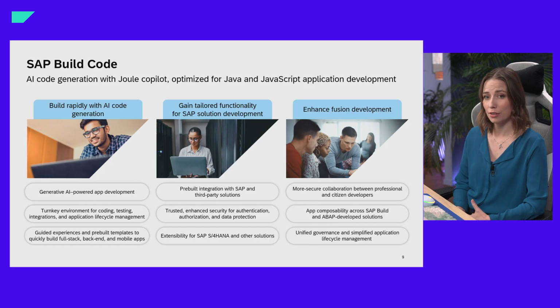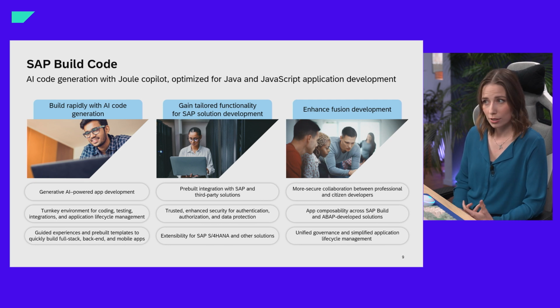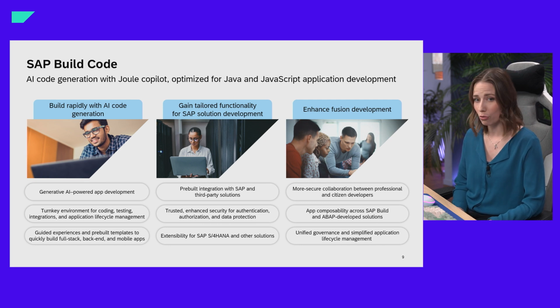SAP Build Code is our turnkey environment for coding, testing, integrations, and application lifecycle management, optimized for Java and JavaScript development. You can build rapidly with AI code generation powered by Joule, including generating app logic, from just natural language descriptions, using English as your programming language.